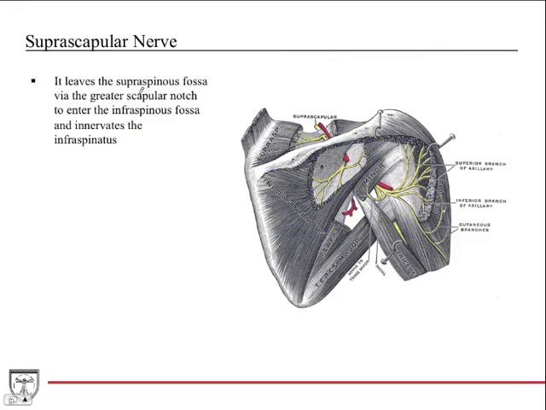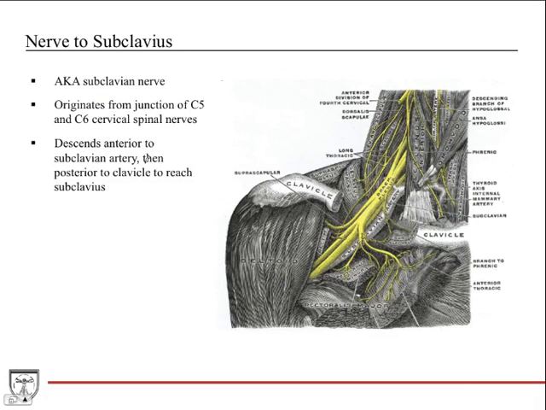Now, the suprascapular nerve, what else is important to know? It leaves the supraspinous fossa via the greater scapular notch, which you can see here in the spine of the scapula, and that's how it makes its way onto the infraspinous fossa to innervate the infraspinatus. Nerve to subclavius, it's also known as the subclavian nerve, and it's labeled here that way in this diagram. So the subclavian nerve coming off this way, and as you can see, it goes directly to this muscle, the subclavius. Now, where does it originate?